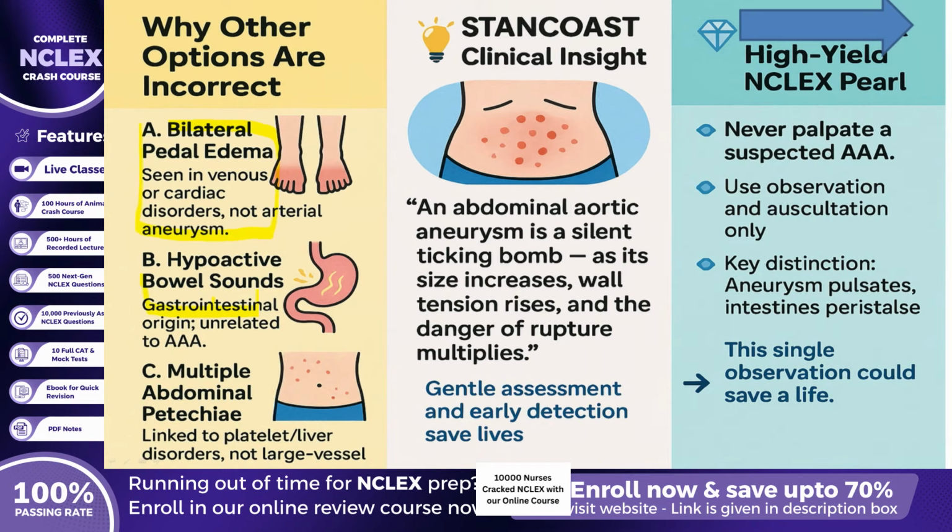Moving to option B, hypoactive bowel sounds are generally unrelated to AAA because the aneurysm involves the arterial system rather than the gastrointestinal tract. Bowel sounds would only diminish if secondary hypoperfusion or internal bleeding occurred after rupture. Lastly, option C, multiple abdominal petechiae, are pinpoint hemorrhagic spots associated with platelet disorders, sepsis, or liver dysfunction, and not with aneurysmal pathology. AAA affects large vessels, not the capillaries responsible for petechiae formation.